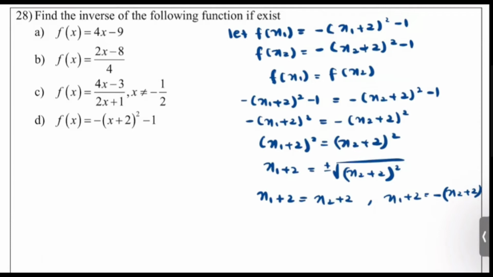Okay, so here we will solve them one by one. So we have x1 equals x2 plus 2 minus 2, so x1 equals x2. And here x1 equals negative x2 plus 2 minus 2 minus 2.